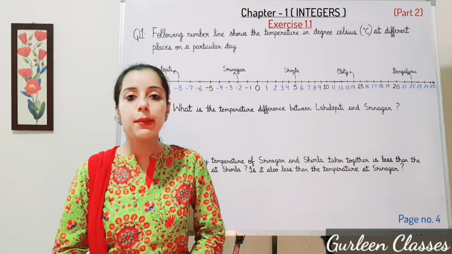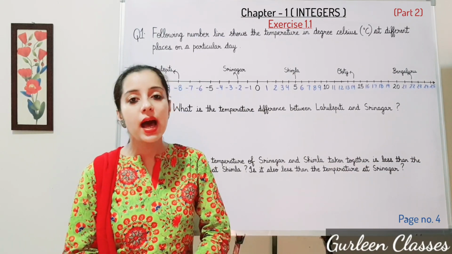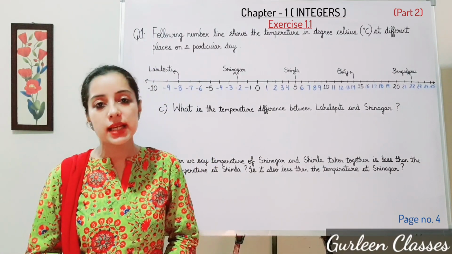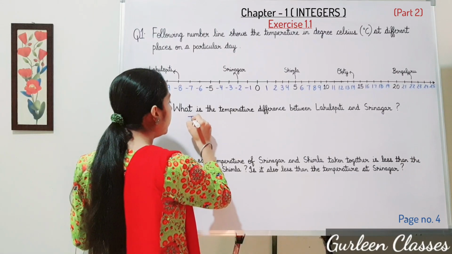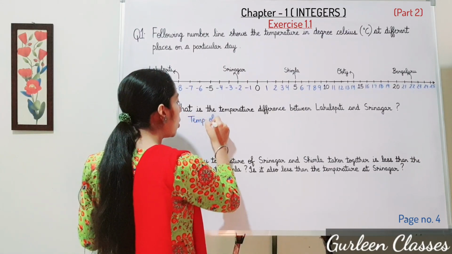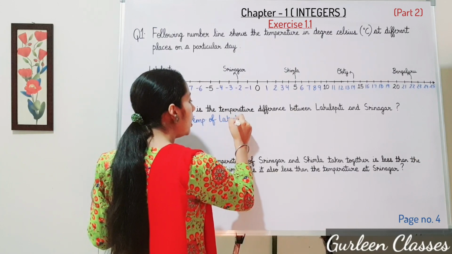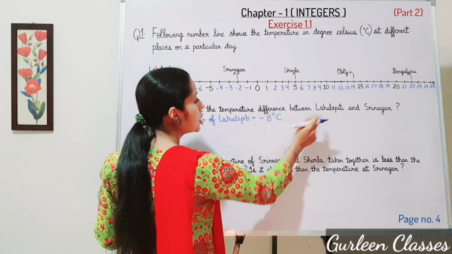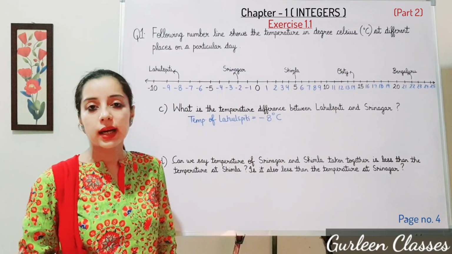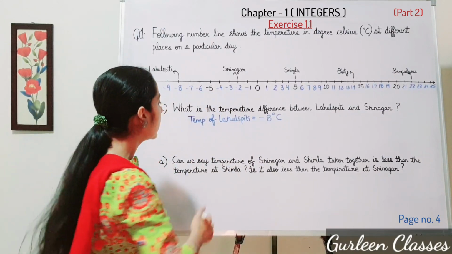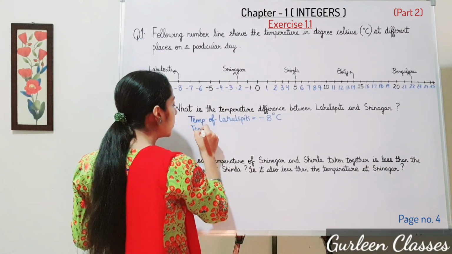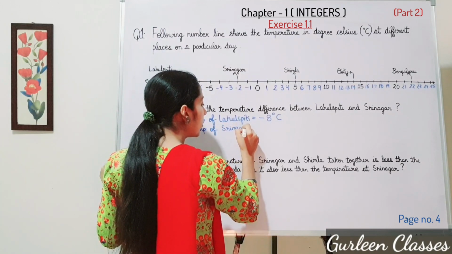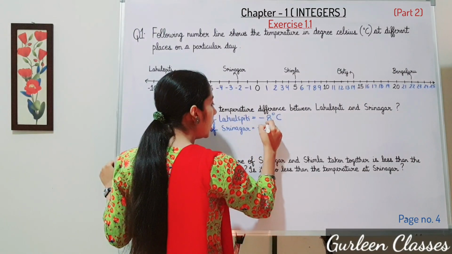C part, what is the temperature difference between Lahul Spiti and Srinagar? So what is the temperature of Lahul Spiti? -8 degrees Celsius. So right here, temperature of Lahul Spiti is -8 degree Celsius. And what is the temperature of Srinagar? -2 degree Celsius. So right here, temperature of Srinagar, it is -2 degree Celsius.